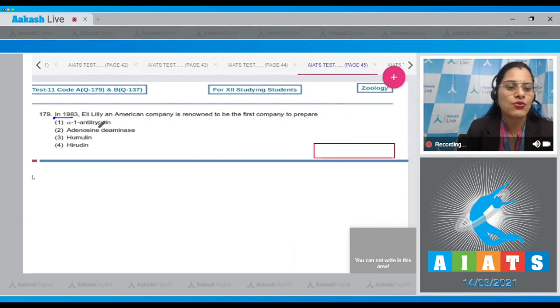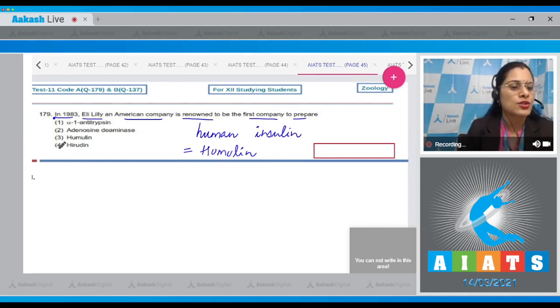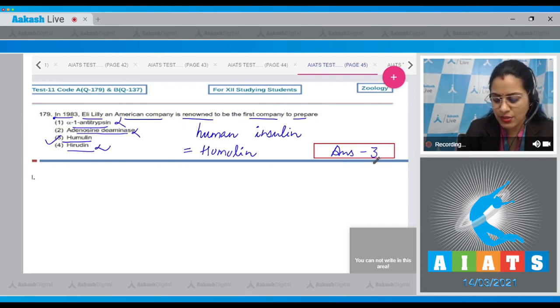In 1983, Eli Lilly, an American company, is renowned to be the first company to prepare human insulin, known as Humulin. So the correct answer to this question is option 3, Humulin. The other options like alpha-1 antitrypsin, adenosine deaminase and hirudin are incorrect options. So the correct answer is option number 3.